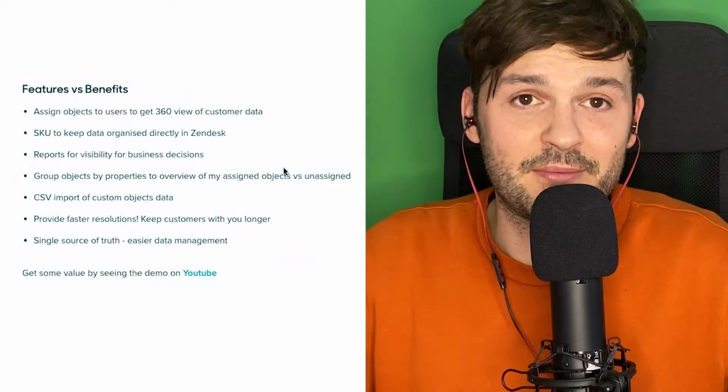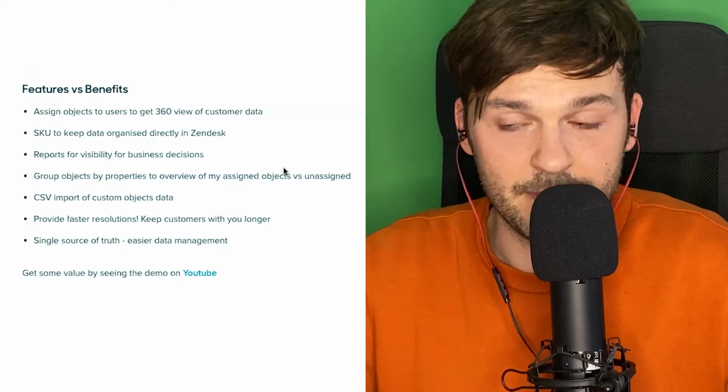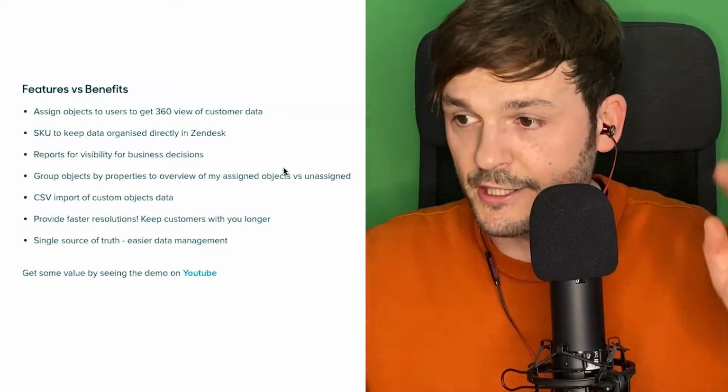So you can assign objects for it to have a 360 view of your customer data. So what this means is I added my asset, right? My Toshiba, I can just assign it to Dominic. And each time Dominic writes to me, I can see, oh, he owns this specific Toshiba device. And I can just support him with that thing. So I have a stock keeping SKU to keep data organized directly in Zendesk. I don't have to connect to third parties. I can just see everything in my Zendesk, which is amazing, right?